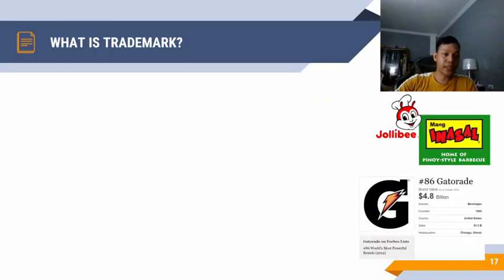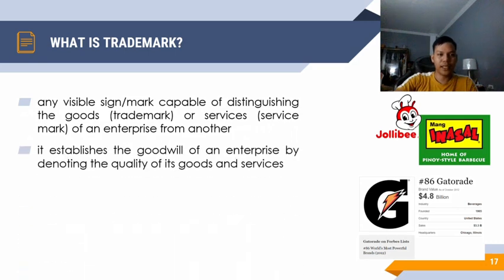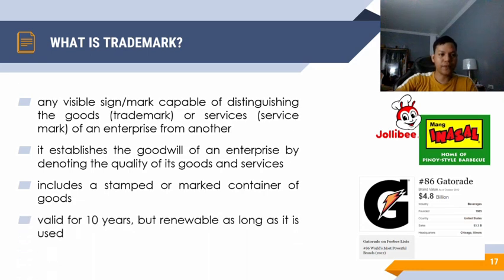Now let's proceed to the trademark. We are done with the copyright and now let's proceed to the trademark. A trademark is any visible sign or mark capable of distinguishing the goods or service marks of an enterprise from another. It also establishes the goodwill of an enterprise by denoting the quality of its goods and services. And also, it includes a stamp or mark container of a goods. And lastly, it is valid for 10 years, but renewable as long as it is used.